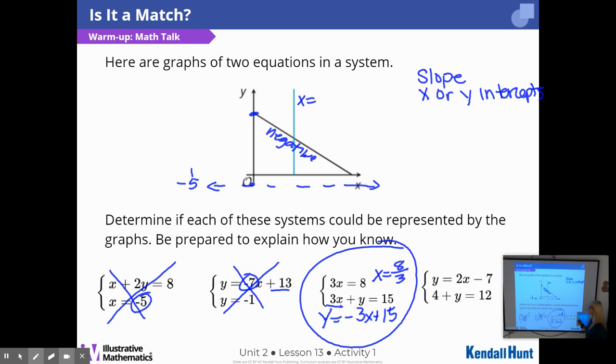If you look at the next one, we've got one left here. This has a y-intercept of -7, and -7 can't be above 0. It would be down here. And it has a positive slope of 2, so that line would be going up, not down. So it could also not be that last one.